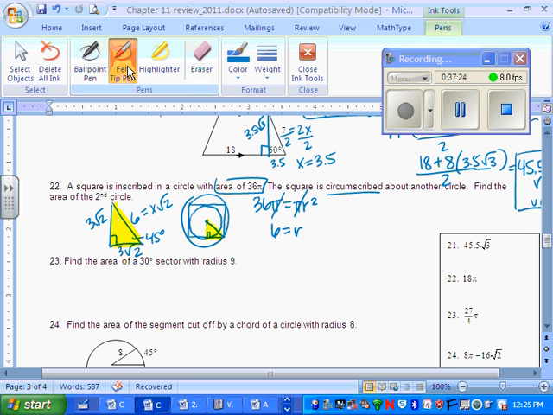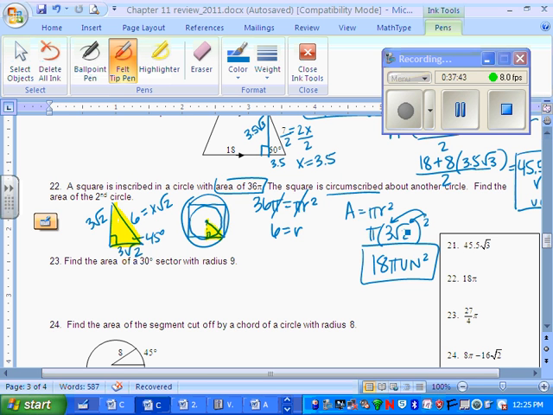Because I know that the radius of the smaller circle is 3 root 2, I can do area equals pi r squared. I know that, again, the radius is 3 root 2. Square the 3, square the root 2. That's going to be 18 pi. 18 pi units squared is my final answer. 3 squared, that's 9, times 2 is 18.